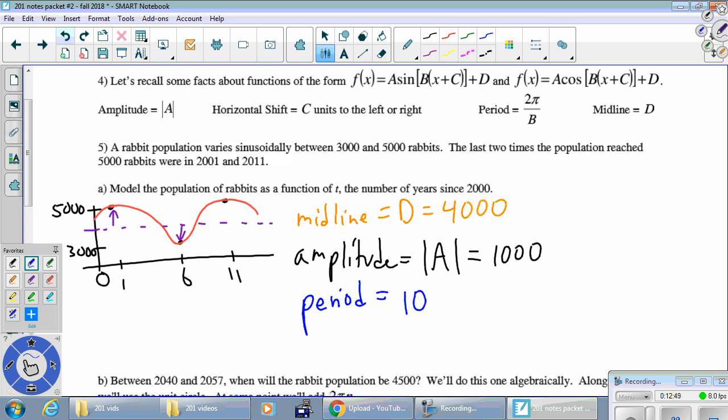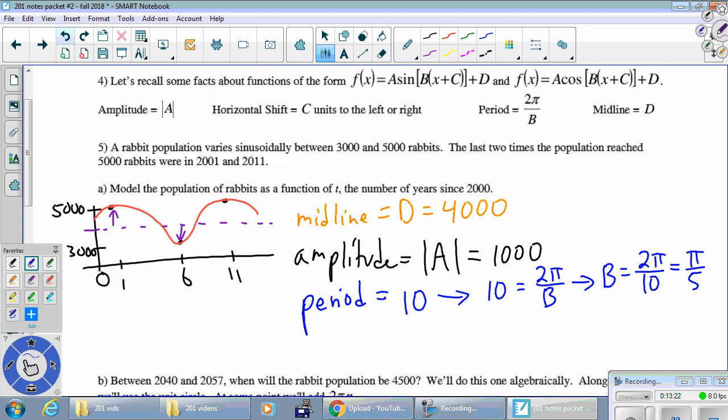Now the period is actually not the value of A, B, C, or D. We have to use the period to calculate the value of B. So we know that the period is supposed to equal 2 pi over B from our formula up above. So multiply both sides by B and divide both sides by 10, 2 steps in one here. So you get that B is 2 pi over 10, which will reduce to pi over 5. Great, that's not the period, that's B. That has to do with the horizontal compression or stretch of this sine function.